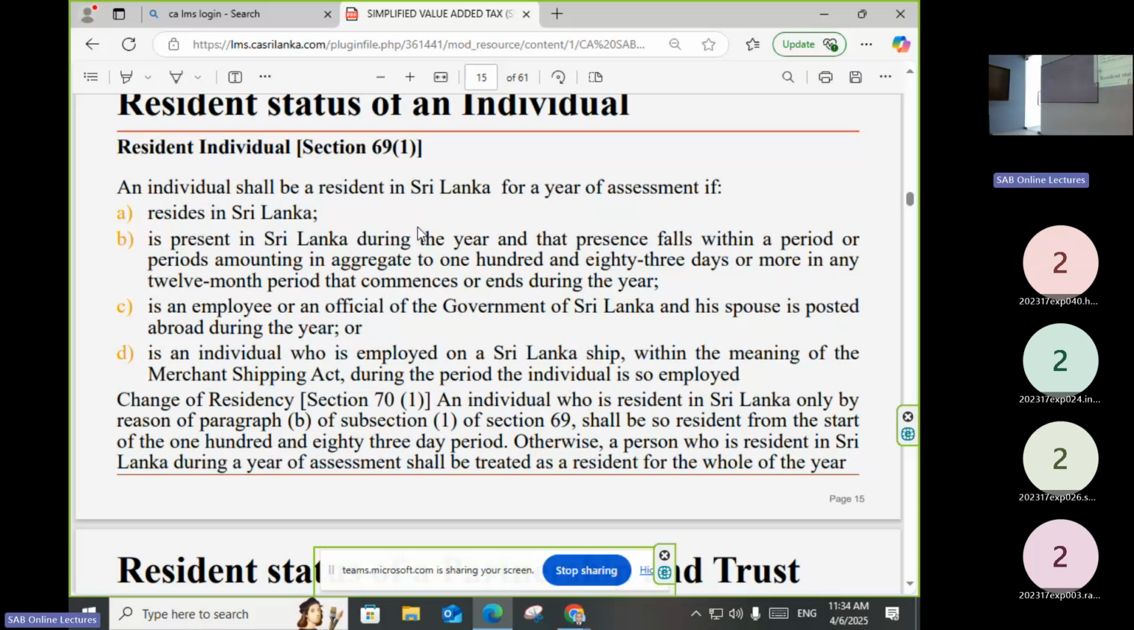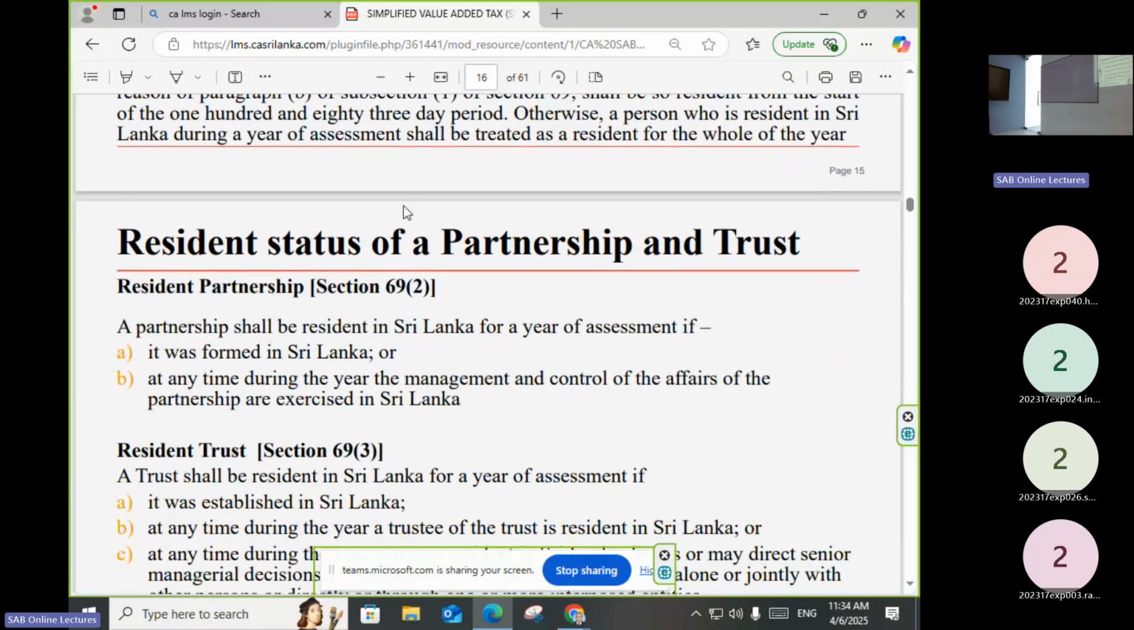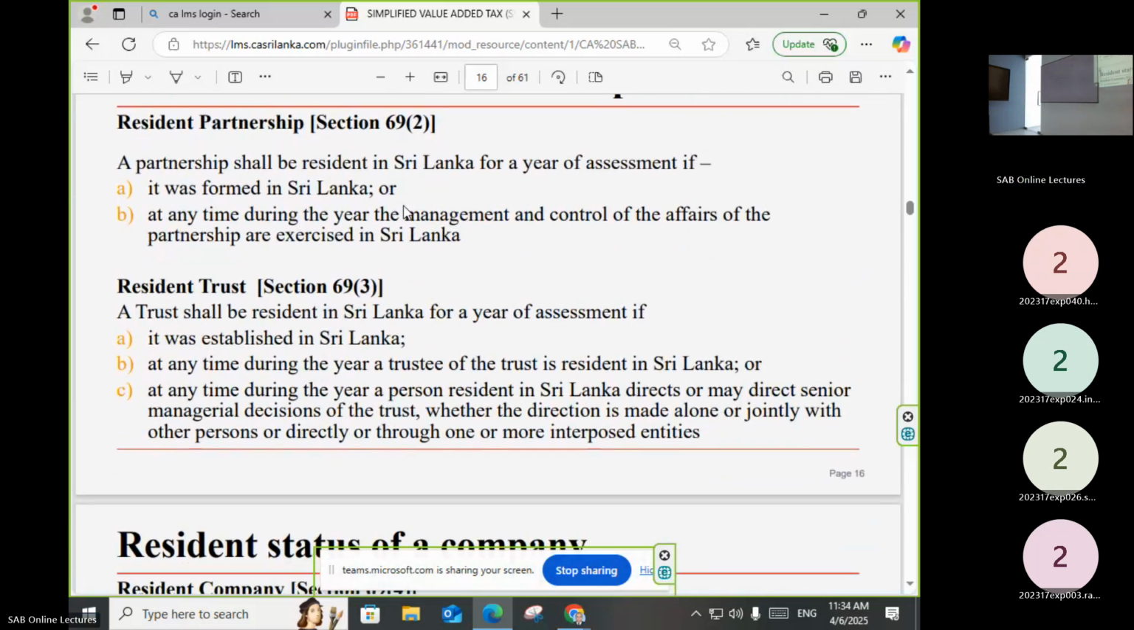Therefore, tax law is very particular. In the case of a partnership, it is formed in Sri Lanka, meaning established under the law in Sri Lanka, registered as per Sri Lanka law. At any time during the year, if the management and control of the affairs of the partnership is exercised in Sri Lanka, it shall be considered a resident partnership for tax purposes.